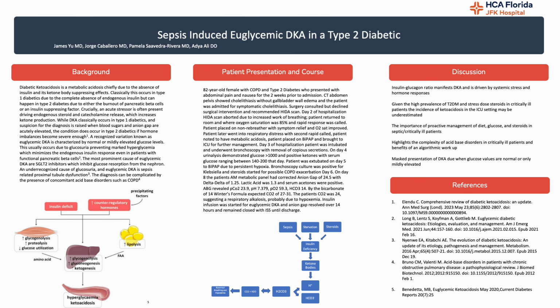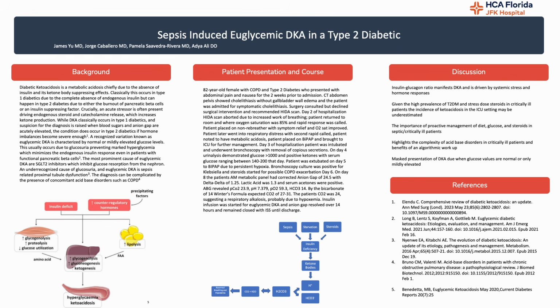Classically, this occurs in type 1 diabetics due to the complete absence of insulin following the autoimmune destruction of the pancreatic beta cells. However, the condition can occur in type 2 diabetics, usually in the presence of glucosuria, where the loss of glucose in the urine prevents the endogenous insulin response from occurring at sufficient levels to prevent ketogenesis.